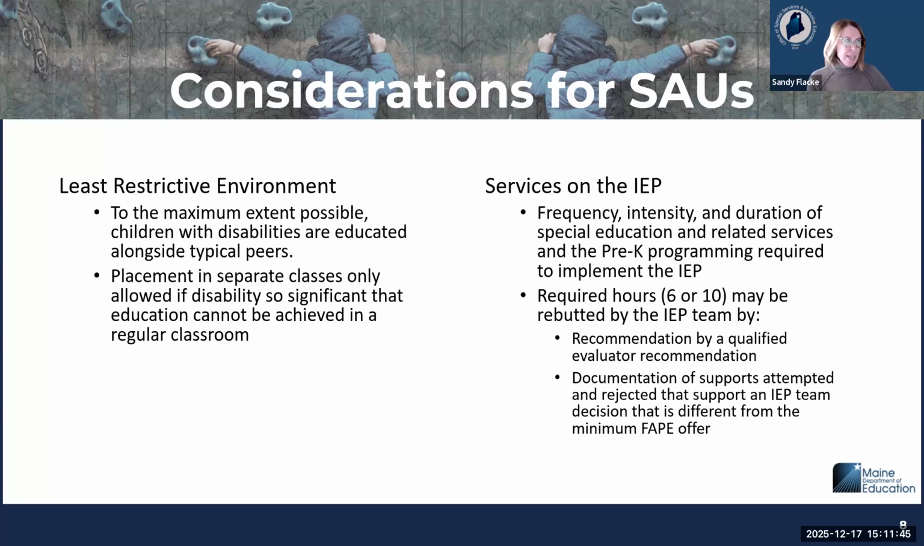And then the services on the IEP, once again, we're documenting the frequency, intensity, and duration of those special education and related services, and the pre-K programming that is required to implement the IEP. We've established these required hours, 6 for 3-year-olds, 10 for 4-year-olds, that may be rebutted by the IEP team. And that is when you're making data-based decisions about the needs of that child and having a recommendation from a qualified evaluator or documentation that shows that the supports that have been attempted were not working and rejected by the IEP team. And the decision is made to offer a different offer of FAPE than the minimum 6 hours or 10 hours.